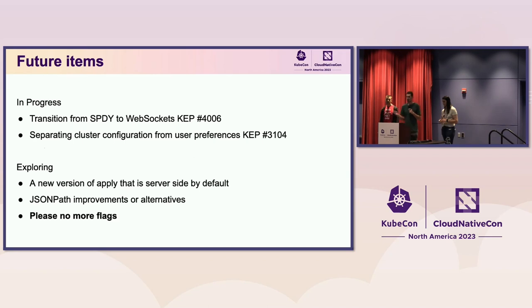We are looking at JSON path improvements, so alternatives. Our JSON path that we use in kubectl is not a real JSON path implementation. It's a library that does most JSON path syntax, but the functions and utilities like length and stuff that you're used to from other libraries don't exist. So a lot of people just come in and you're kind of limited there.